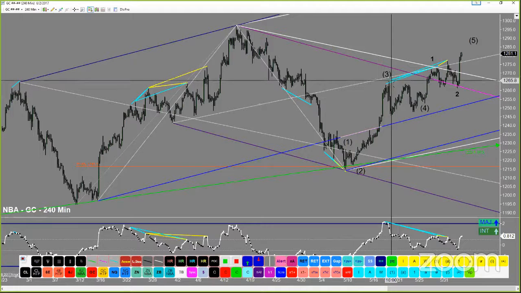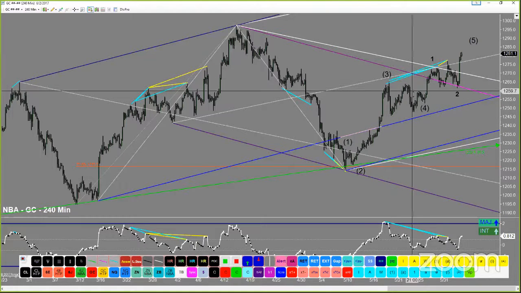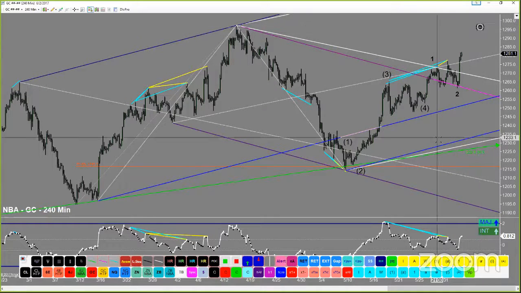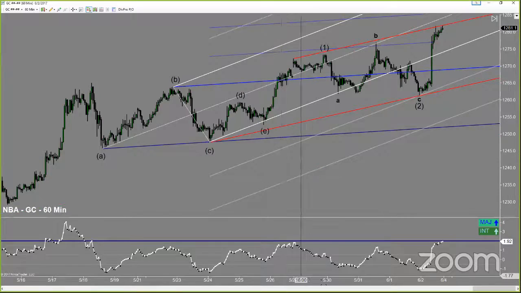Expecting at least a break above this high, which was the start of the triangle, the start of the 4th wave. So we did that, and then now it's looking like just the 1-2 is completed, and we're going to be heading to much higher prices. So I'll show that on the 60-minute, and then we will move on. This is actually a really nice piece of geometry.